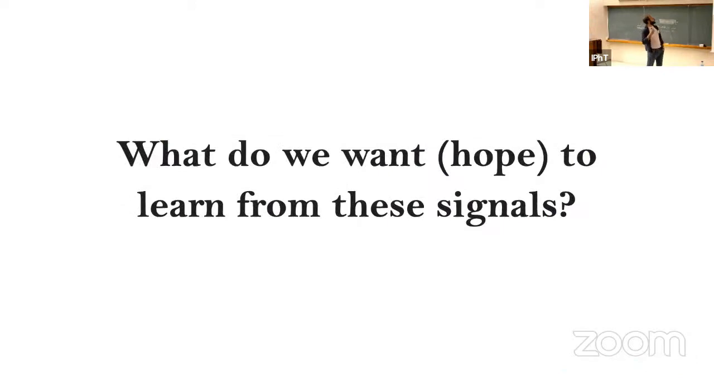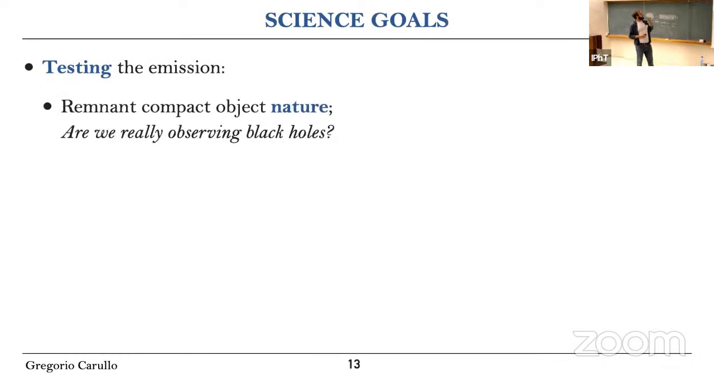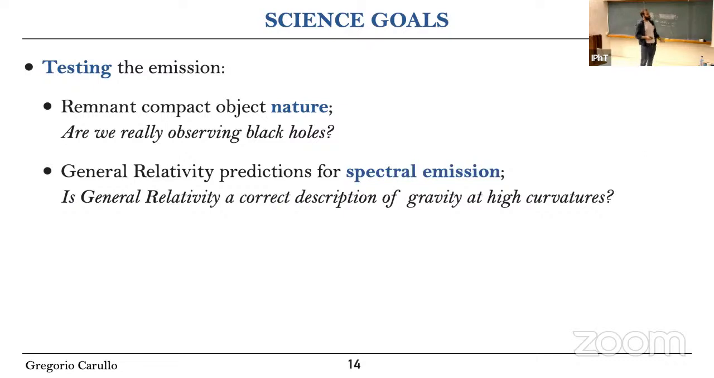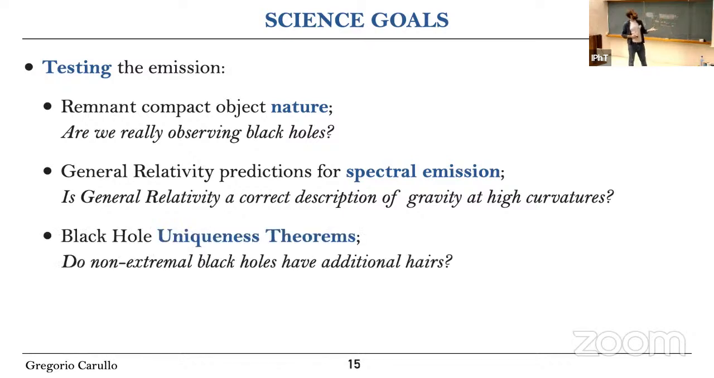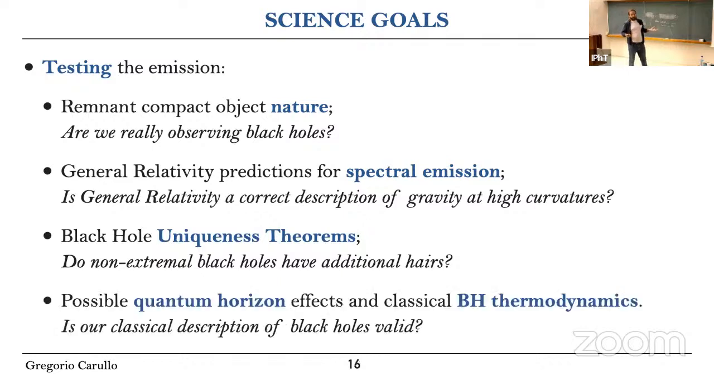Okay, so what do we hope to learn from these signals? First of all, we want to test the emission, and the kind of questions we are interested in asking is: are we really observing black holes? So what are these things? They are dark compact objects, that's for sure. But are they black holes? And if they are black holes, or something which looks like a black hole, is GR actually a correct description of the dynamics of these objects? And do they possibly have additional hairs? And then you can start to go crazy and think about quantum horizon effects. And so the idea is: are our classical descriptions of black holes valid or not?